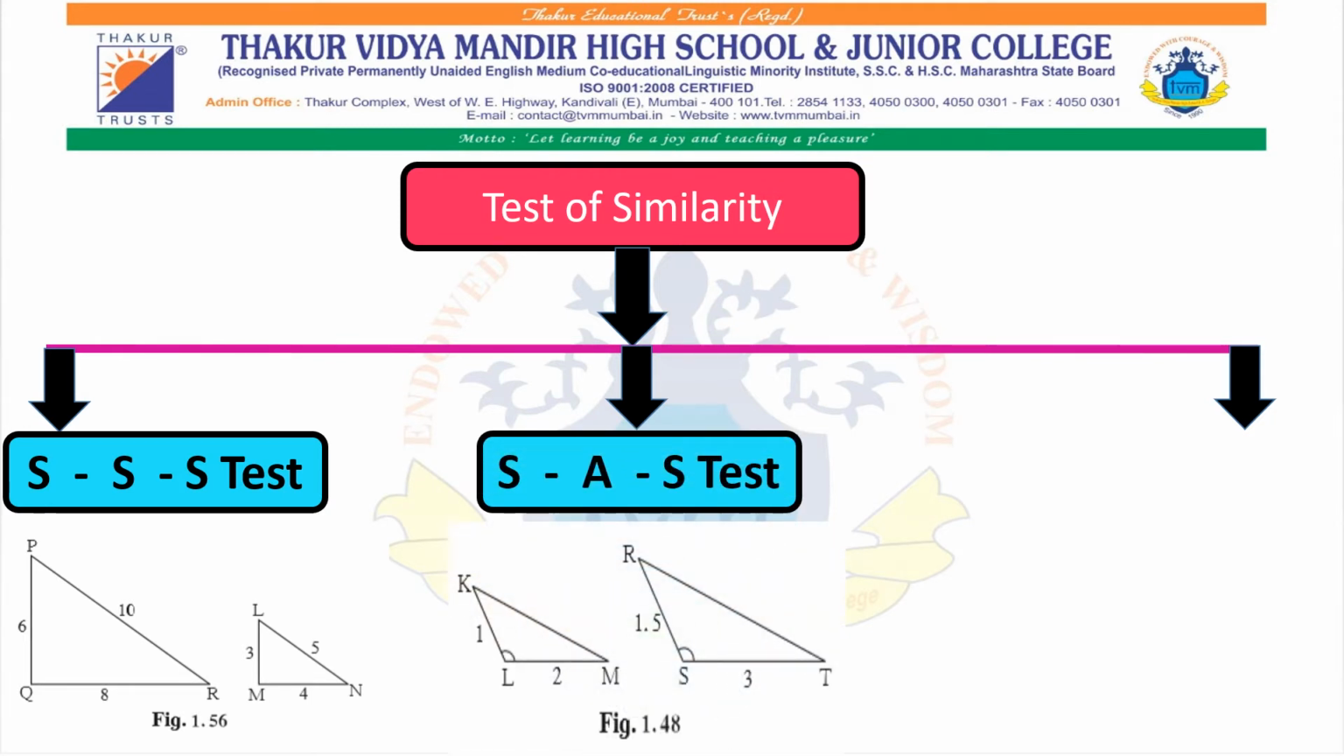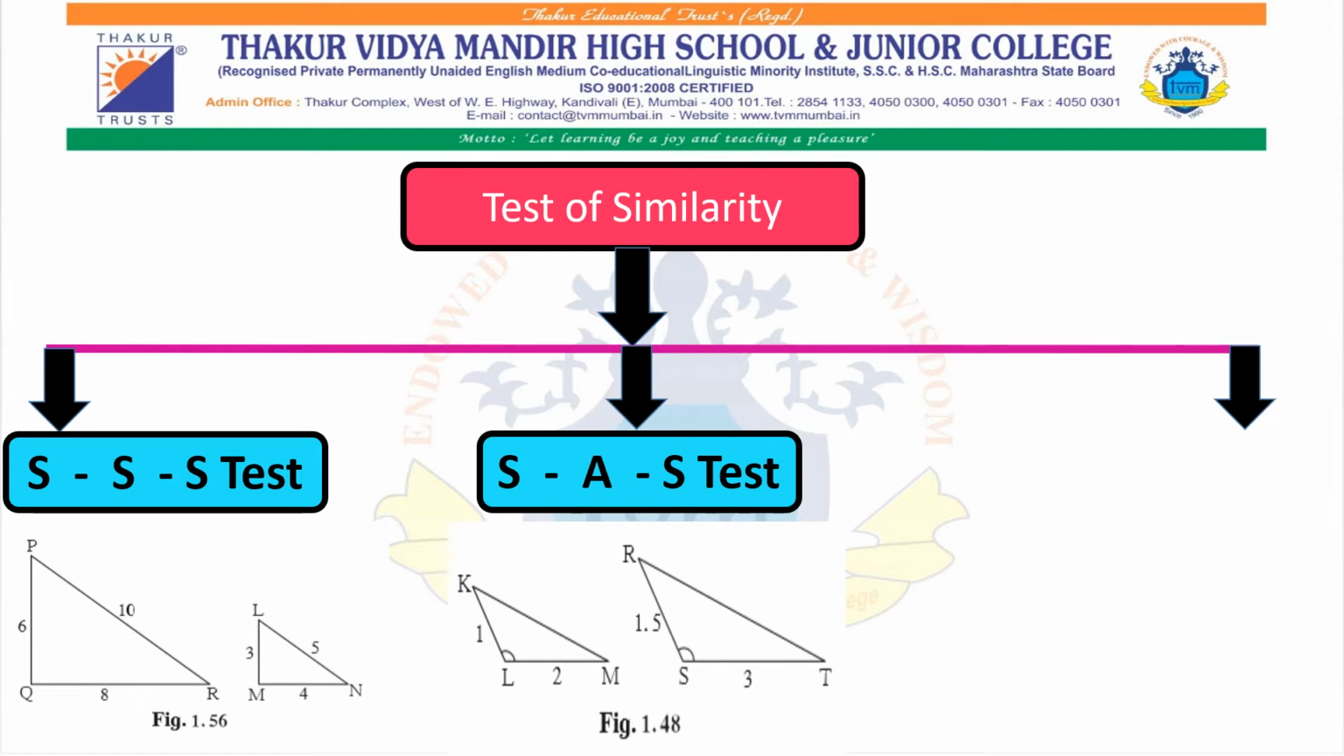side angle side test, meaning two sides of one triangle are in proportion to the corresponding two sides of another triangle and the angles included by them are congruent. So you can see KL upon RS, KL is 10, RS is 15, so the ratio will be 10 upon 15. 10 upon 15 means 2:3, and the ratio of LM upon ST is again 2:3, and you can see the angle included by them is denoted by the same sign, that is angle L congruent to angle S. Therefore the two triangles are similar by SAS test.